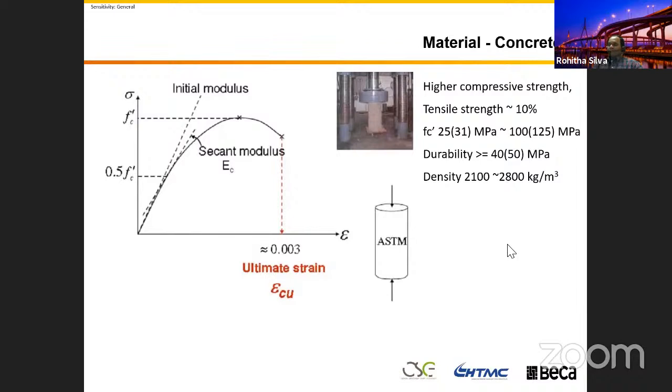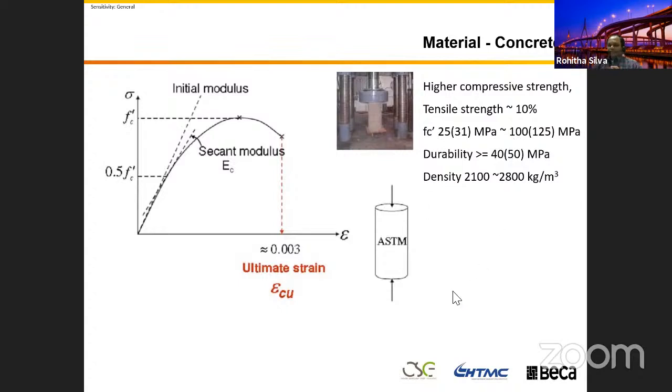Concrete can carry a high compressive strength, but it can carry only a very low tensile strength, about 10%. In bridge construction, we use concrete from 25 MPa to 100 MPa.